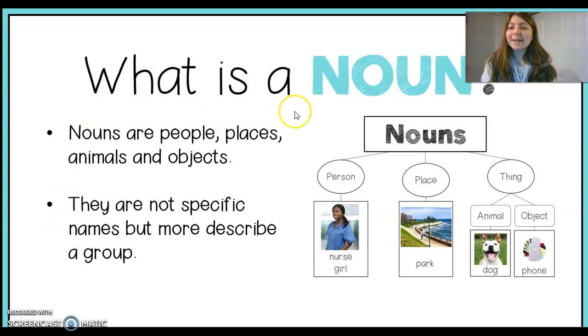Now you know all about nouns and common nouns.